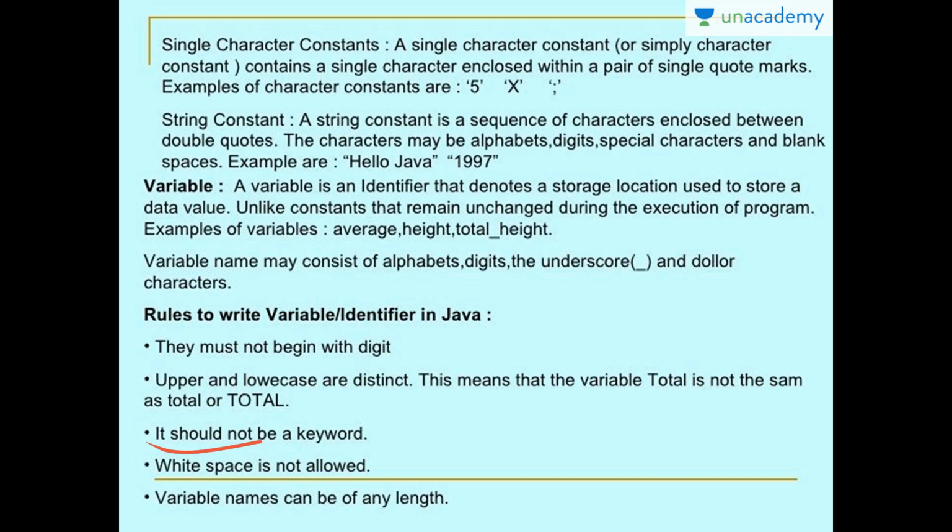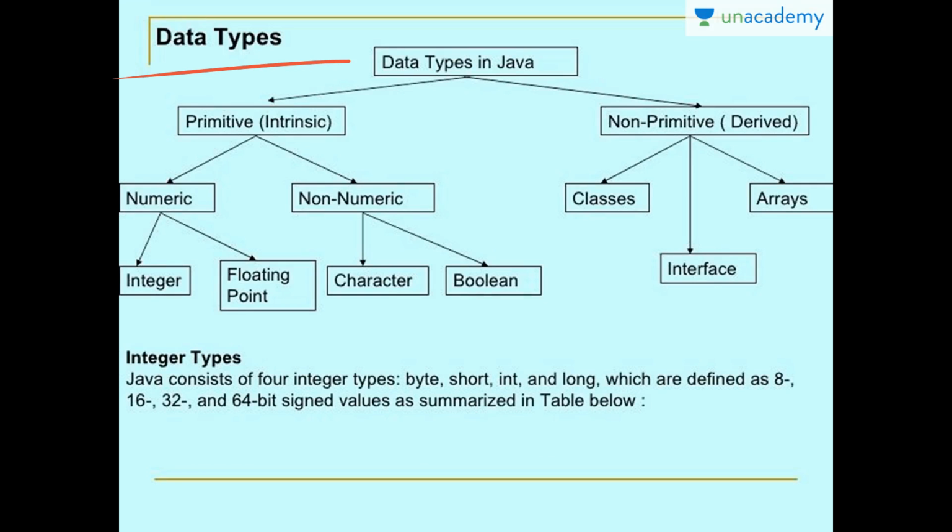Other than that, it should not be a keyword. You should not use a keyword to identify a variable. Never ever do that. It will generate an error and the program will not be executed. Other than that, white space is not allowed. You can't write a space b space c is equals to 10. That will not be accepted as a variable. Then variable names can be of any length, but white space should not be there. You can write abcdefgh is equals to 10, but you can't write a space b space d space e is equals to 10. That will be incorrect.